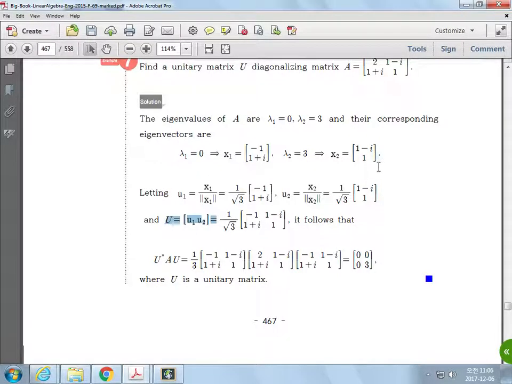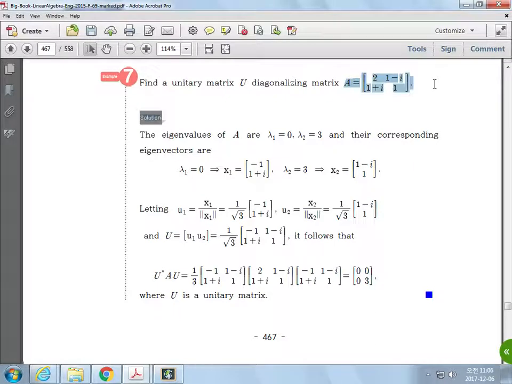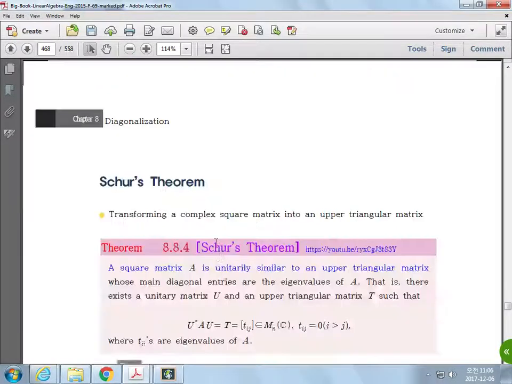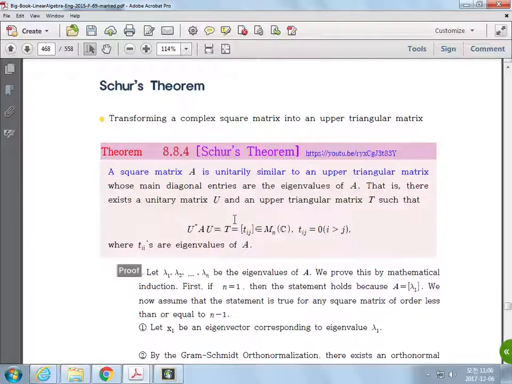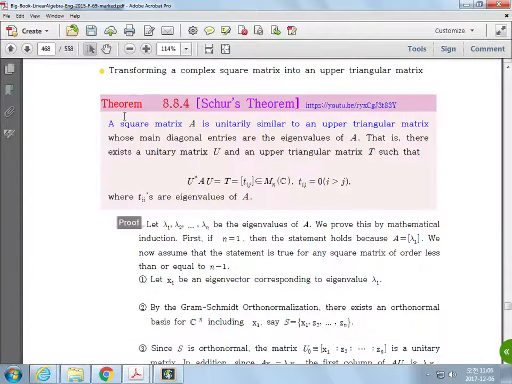Done. For any matrix here, you can find the eigenvalues, and you can find the eigenvectors, and you can normalize them. So you can have the column vectors of U. Then you have matrix U and D, which makes U star AU equal to D, which means A is unitarily diagonalizable. Done. This is the last theorem, Schur's theorem.